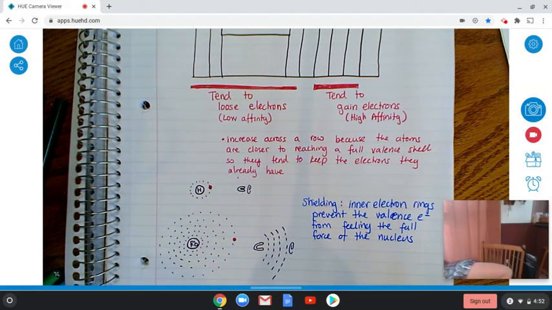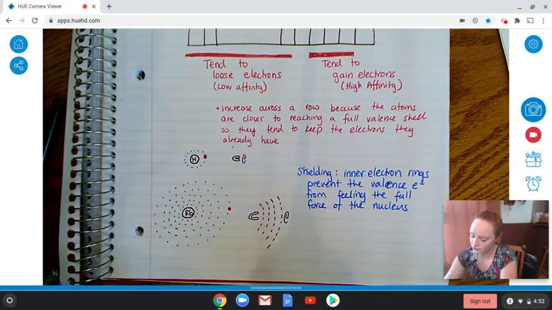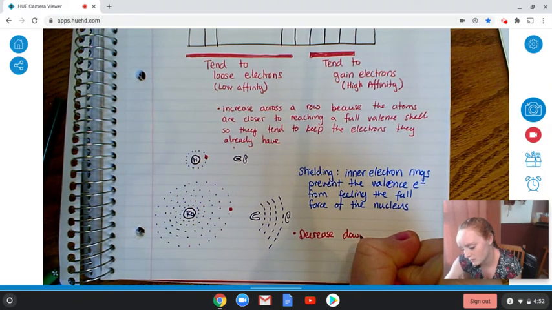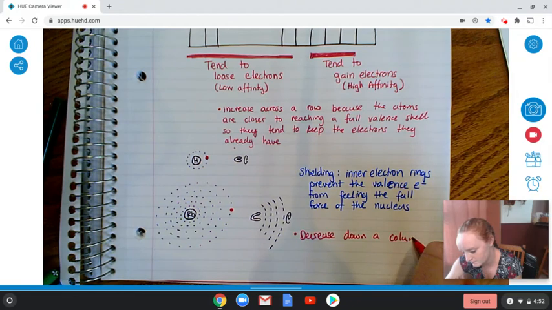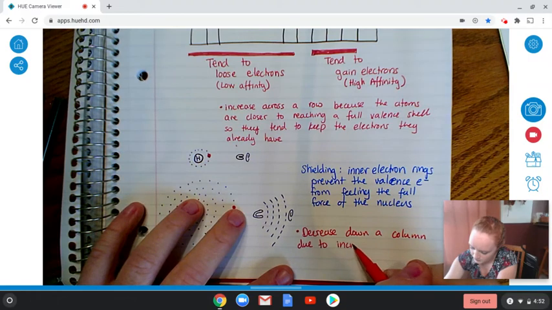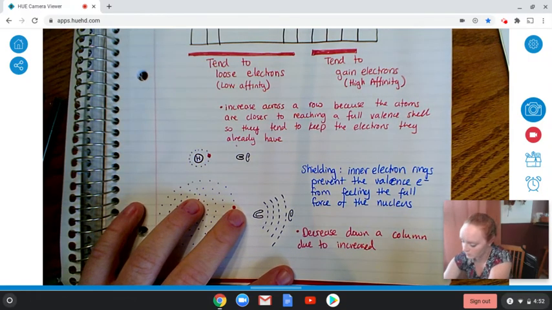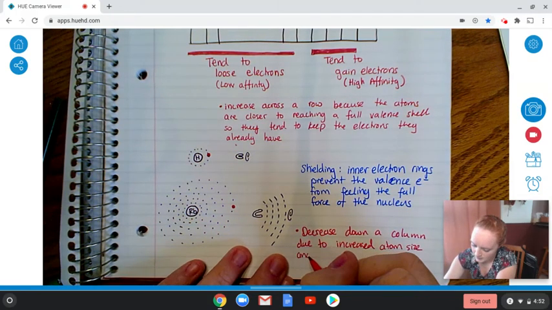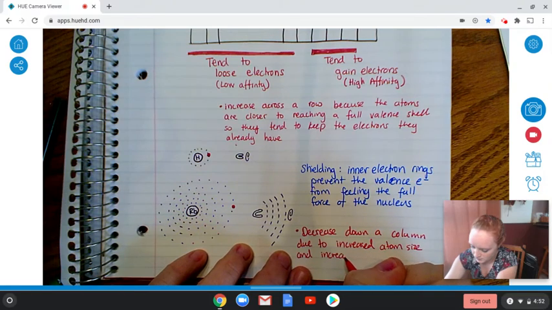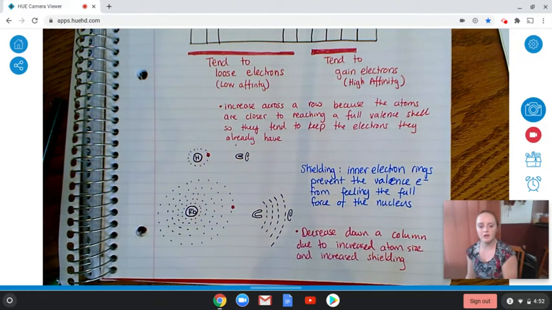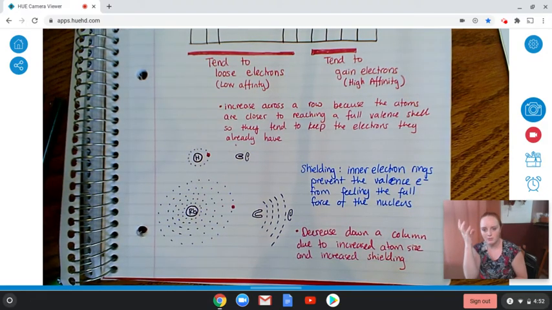So electron affinity, I dropped my marker, is going to decrease down a column due to increased atom size and increased shielding. Basically, that outer electron is so far away, it is harder to keep hold of it.